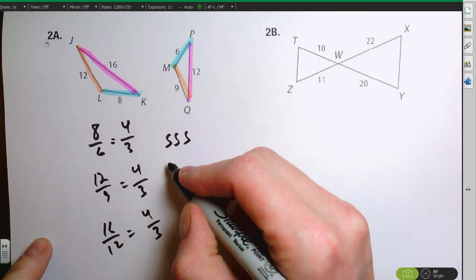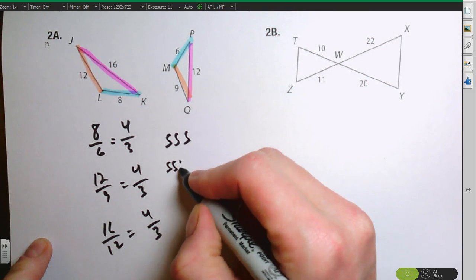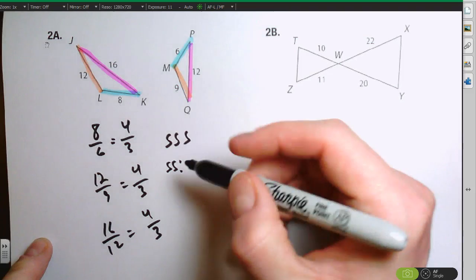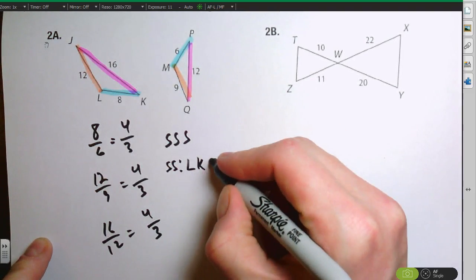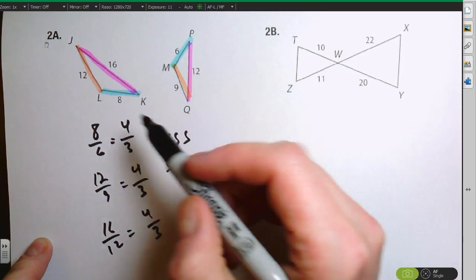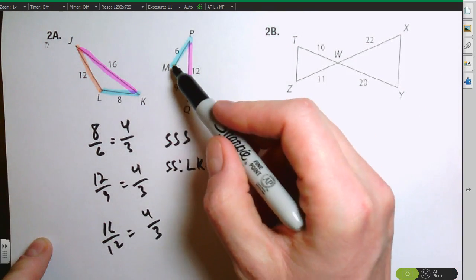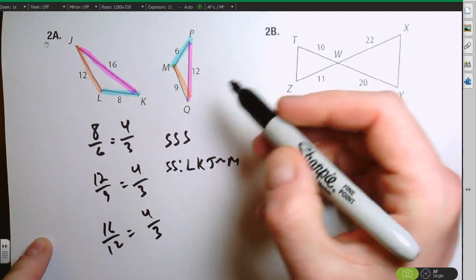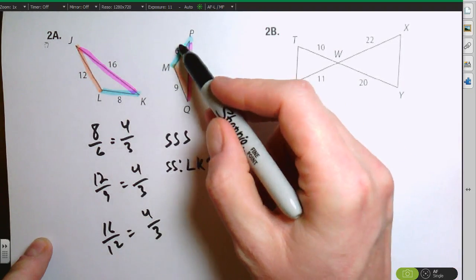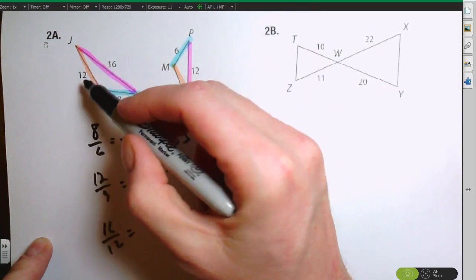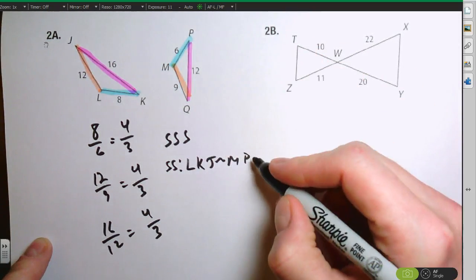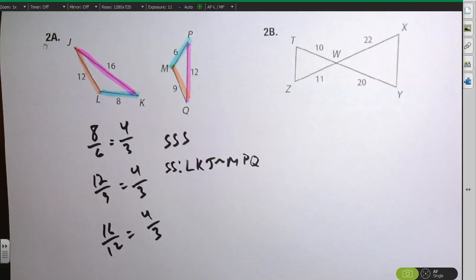And then my similarity statement would be, let's pick L, then K, and then J. L is between the orange and the blue. M is between the orange and the blue, so M. K is between the blue and the pink. P is between the blue and the pink. And then J is between the pink and the orange. Q is between the pink and the orange. There we go. That's my similarity.